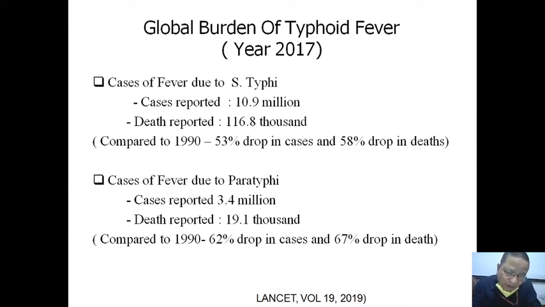Similarly, paratyphoid fever was reported in 2017 at about 3.4 million cases, and about 19,000 deaths. If you compare paratyphoid way back in 1990 and in recent years, there is again a drop in both cases and deaths, which is a good sign. And as I have already mentioned, this is because of good hygiene, availability of good drinking water, better management, newer antibiotics, as well as an appropriate, effective vaccine that is available.